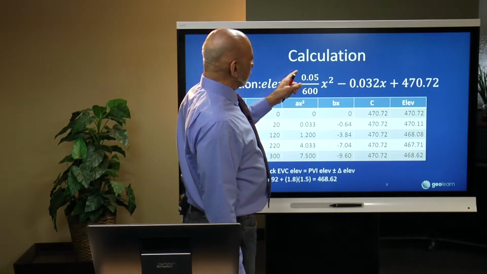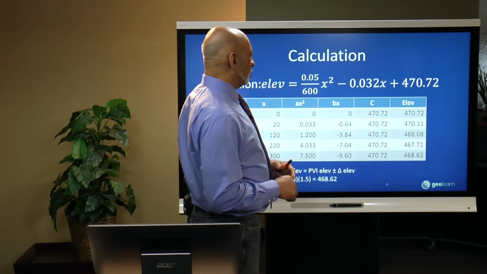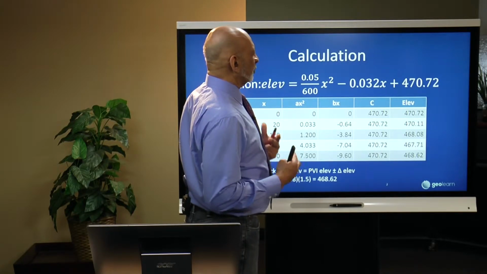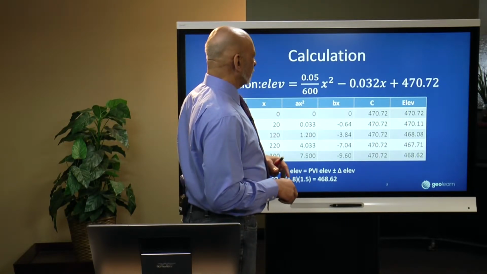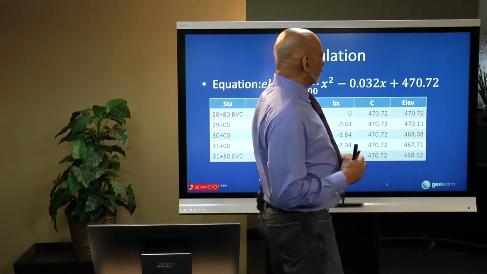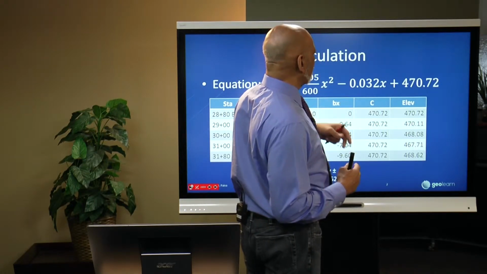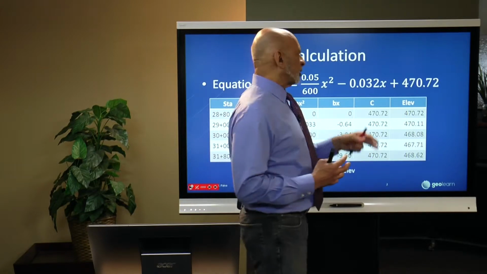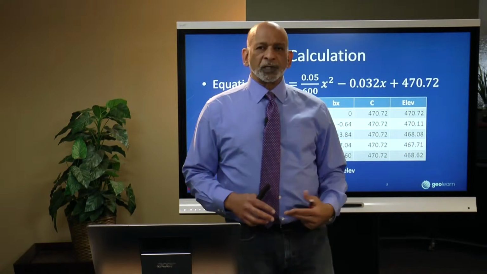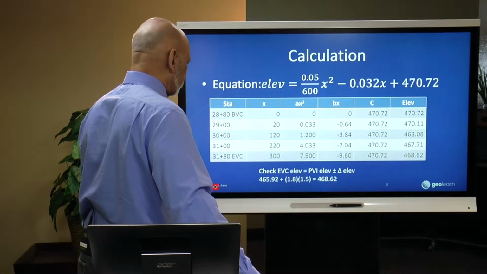A is 0.05, which is big A, G2 minus G1 divided by 2L, which is 600 in our case, because this is the same example from what we worked on the last lecture, where L was 300, so times x squared, and then minus 0.032x. Now, if you remember, this is plus bx, but it turns out this is a negative grade, so I've just gone ahead and changed the sign in the equation itself. And of course, the 470.72 stands for the C, and we created this table.